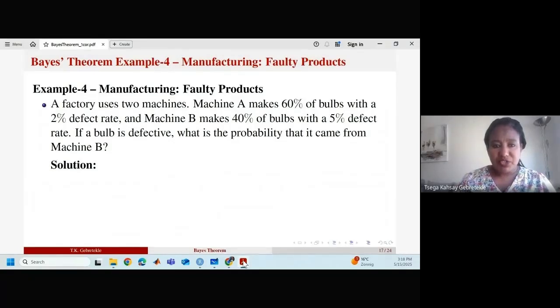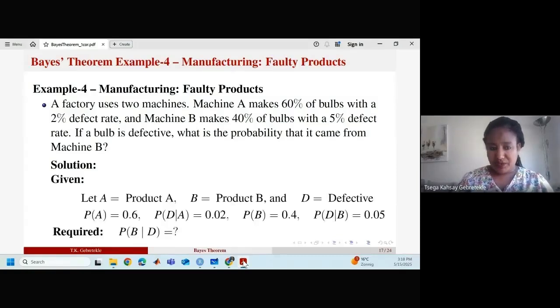Let's consider example 4. It's about manufacturing. A factory uses 2 machines. Machine A makes 60% of bulbs with a 2% defective rate. And machine B makes 40% of bulbs with a 5% defective rate. If a bulb is defective, what is the probability that it came from machine B? So these are the given ones.